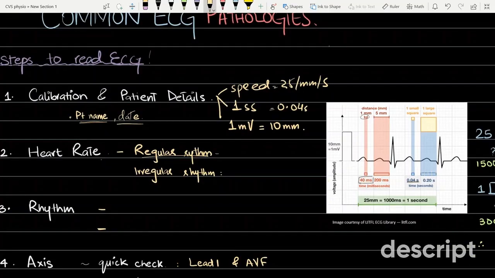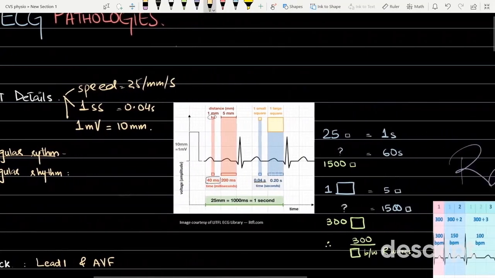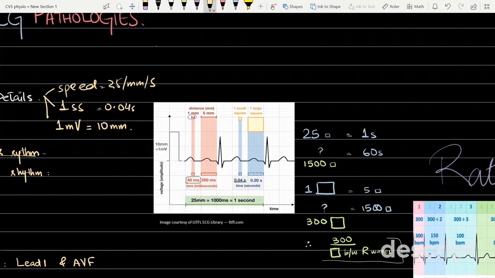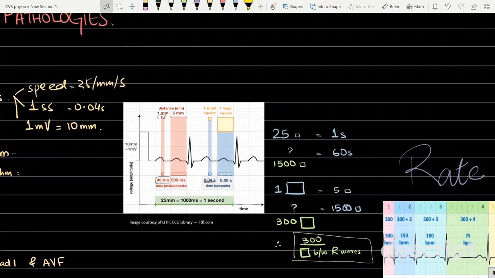So coming to the heart rate, there are different methods for a regular rhythm and an irregular rhythm. For a regular rhythm, it is basically 300 divided by squares between R waves. That's the method we will be using. So let's look at this diagram. Each 1 millimeter box, that is a small box, represents 0.04 seconds. Now 25 millimeters will be equal to 1 second. When 25 small boxes are equal to 1 second, we calculate heart rate in beats per minute.